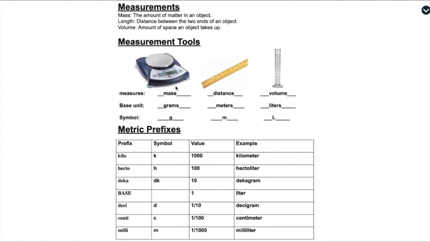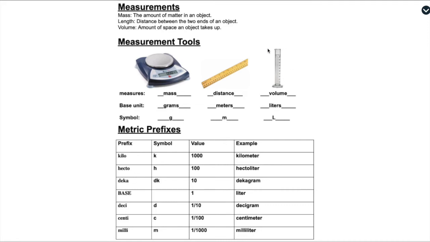So right here, this is a scale, and a scale is what we use to measure mass. Our base unit for mass is going to be grams, and the symbol that we use for grams is G. So if something is 10 grams, you would write 10G. Right here, this is a meter stick, and it measures distance. Our base unit is meters, or M. You might be more familiar with centimeters, but that is actually a broken down version of meters, and we'll talk about that in just a second. The actual base is meters.